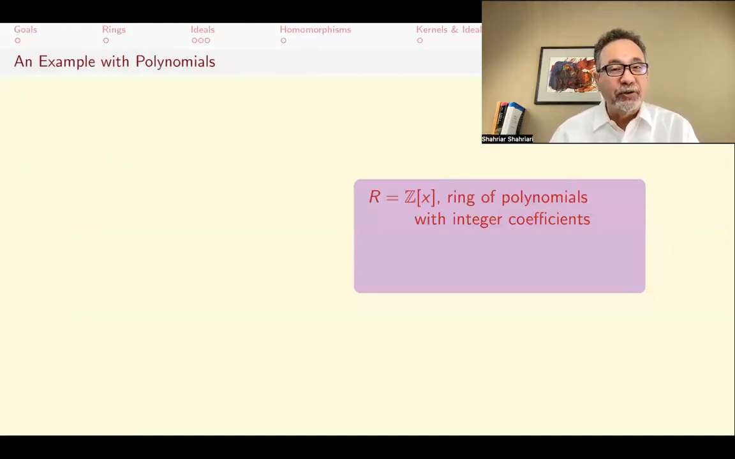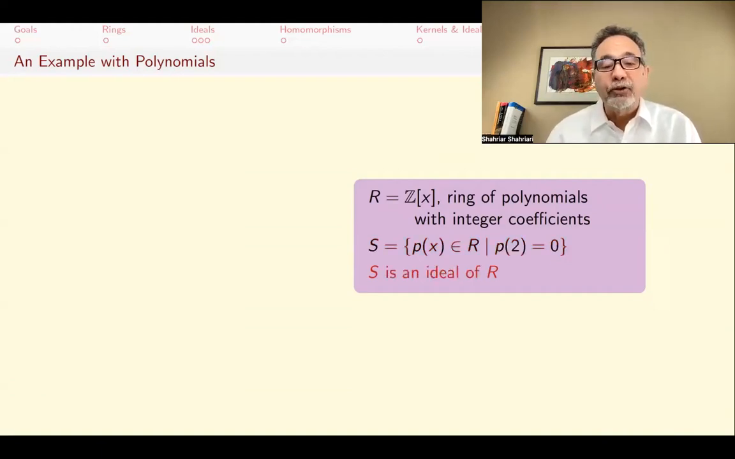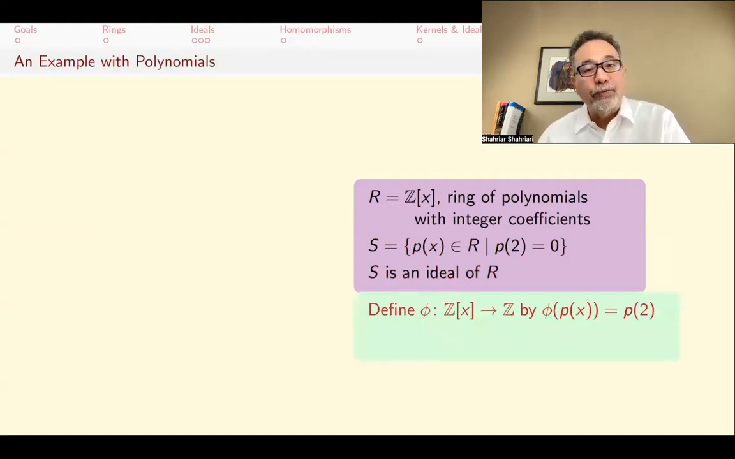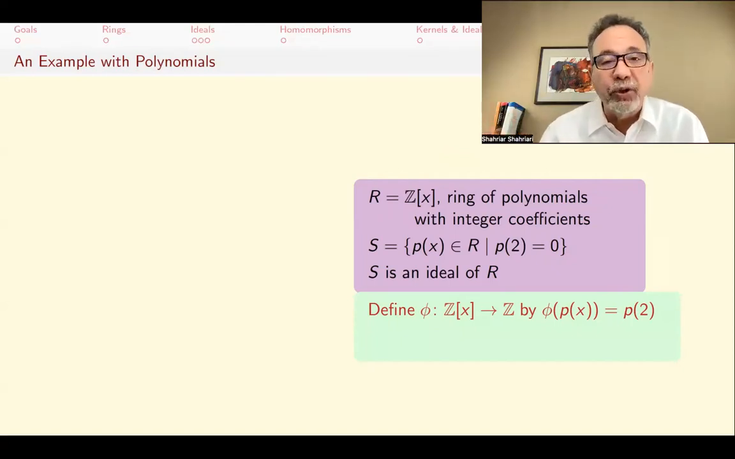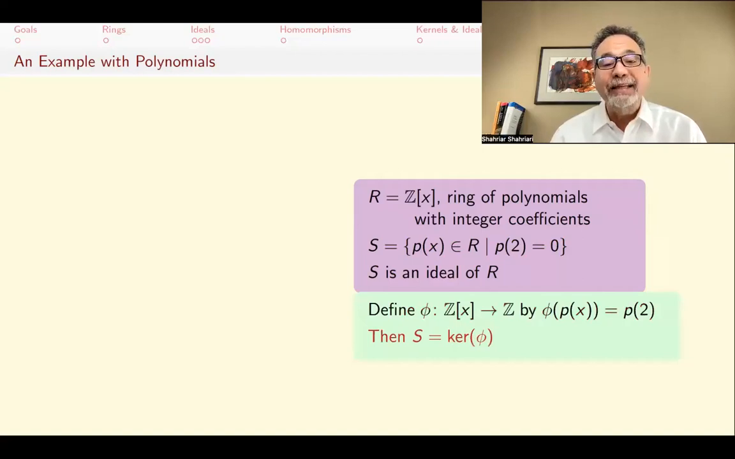So again, the ring is going to be the ring of polynomials with integer coefficients, and I'm going to take S to be that ideal that we introduced at the beginning of this lecture, which is polynomials that when you plug in 2, you get 0. Okay, so that's an ideal again, and I'm going to define now a map, a homomorphism. Whenever you have an ideal, you can come up with a homomorphism that the ideal is the kernel of. We will do that in general in a later video, but in this case, I'm going to define that very easily. It's going to be the map that sends any polynomial to what you get when you plug in 2. You just plug in 2 in it. That's a ring homomorphism, and S is its kernel.